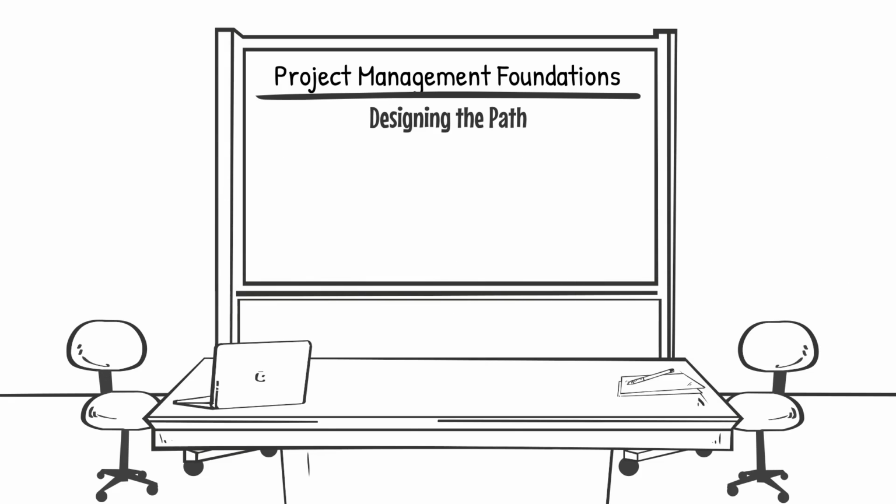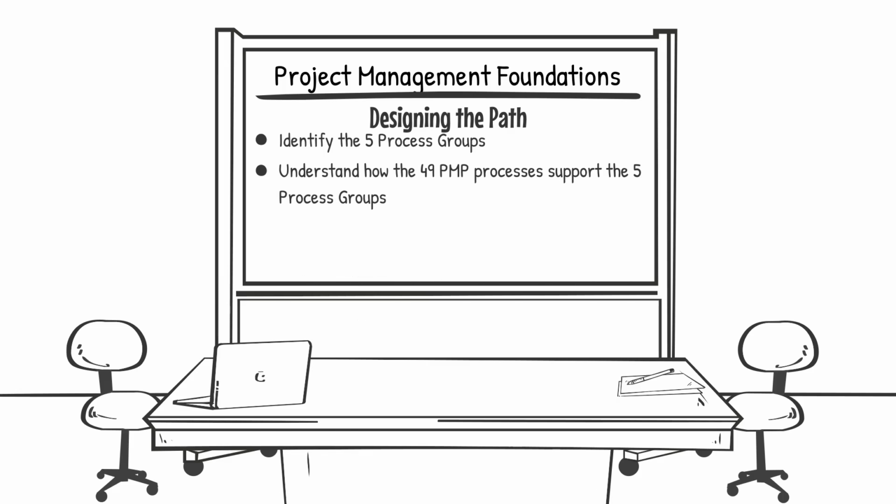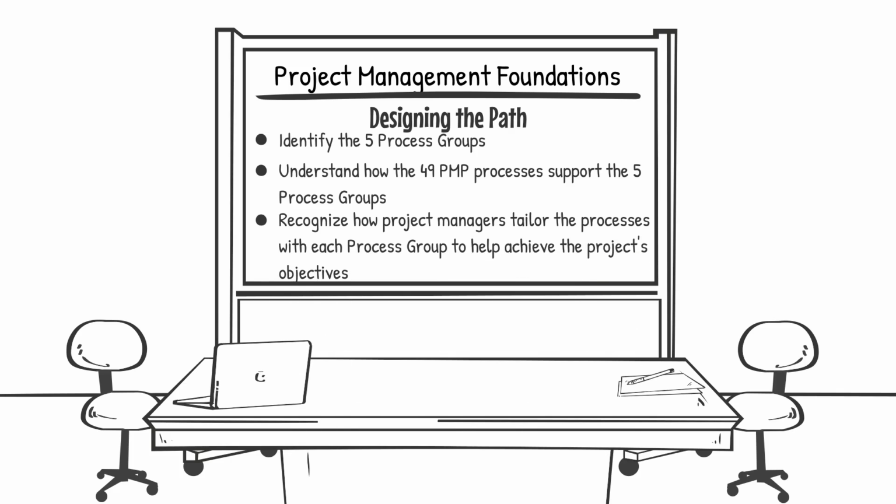By the end of this video, you will be able to identify the 5 process groups, understand how the 49 PMP processes support the 5 process groups, and recognize how project managers tailor the processes with each process group to help achieve the project's objectives.